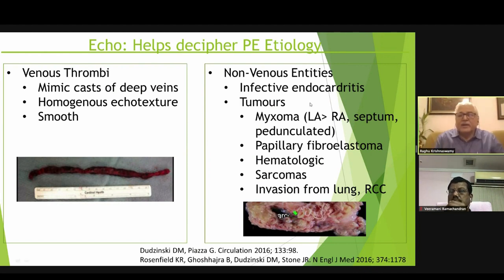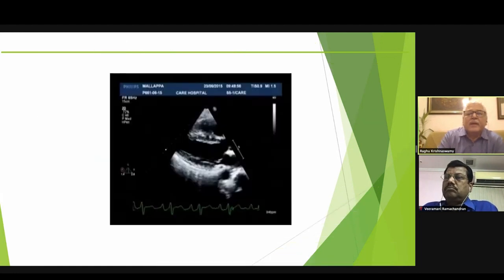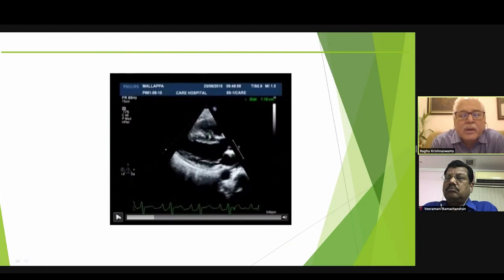Sometimes if you have an addict, you can have a large vegetation in the tricuspid wall that can also produce pulmonary embolism. Myxomas, papillary fibroelastoma, sarcomas. In fact, the patient in the previous slide I showed was actually a sarcoma. Now, this is another case, just to show you.